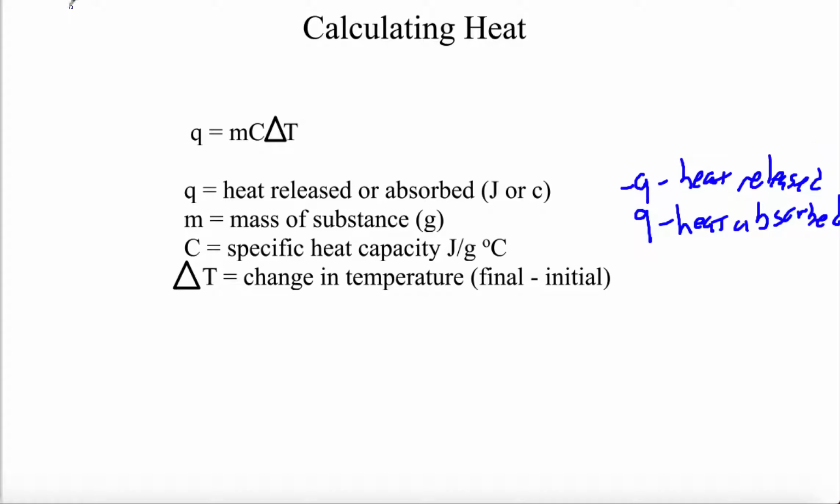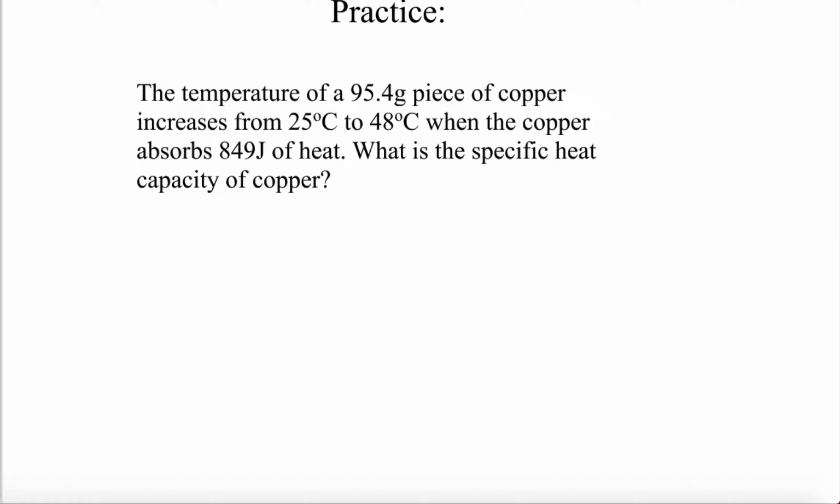So let's do an example here. The temperature of a 95.4 gram piece of copper has increased from 25 to 48 degrees centigrade when the copper absorbs 849 joules of heat. What is the specific heat capacity of copper? Okay, so we're going to have our equation. The heat is equal to mcΔT.